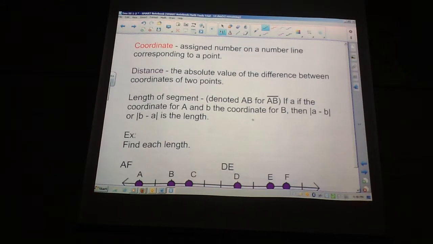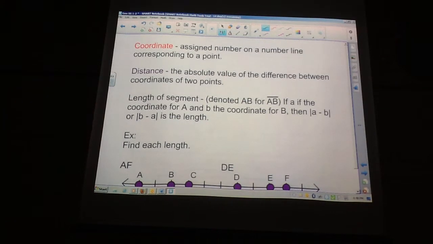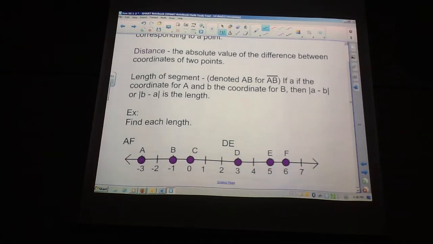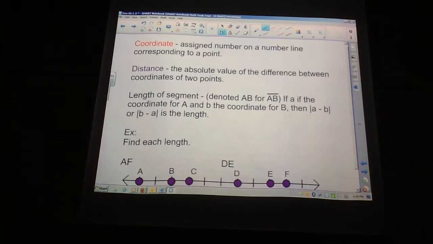Alright, the first page that we really get started doing something, we have to define a few words again. So we have coordinate. If you read the definition, it says the assigned number on a number line corresponding to a point. You may or may not know what that means, but if we look down here at the bottom of the page, we have several points along the number line. Well, this point A's coordinate is just represented by where it's at on the number line, so it would be -3 for A's coordinate. That's all that definition is talking about right there.